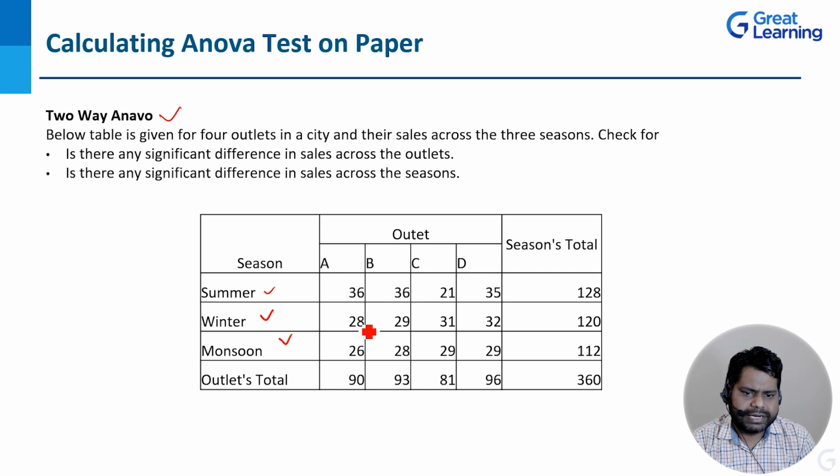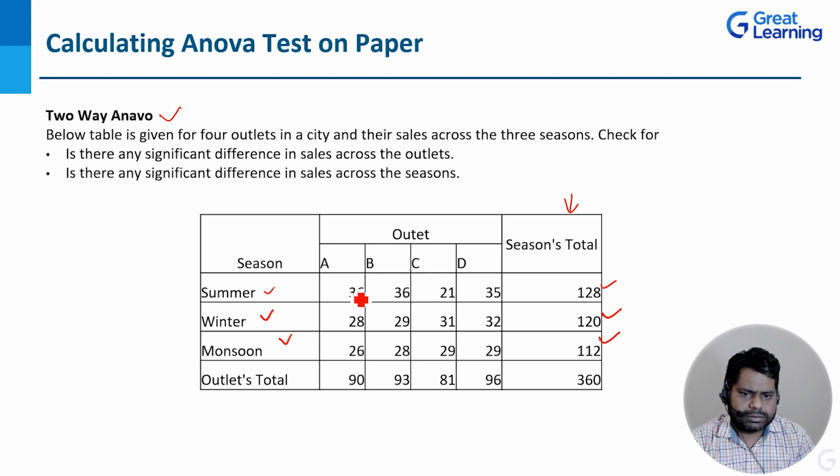For A: 36, 28, and 26 in summer, winter, and monsoon. Similarly for B: 36, 29, 28. For C: 21, 31, 29. For D: 35, 32, and 29. If we see the seasons total, for summer it is 36 plus 36 plus 21 plus 35, that is 128. For winter it is 120, and for monsoon it is 112.